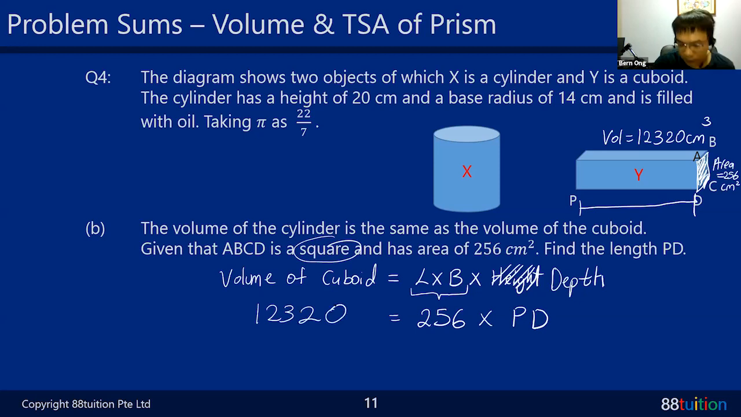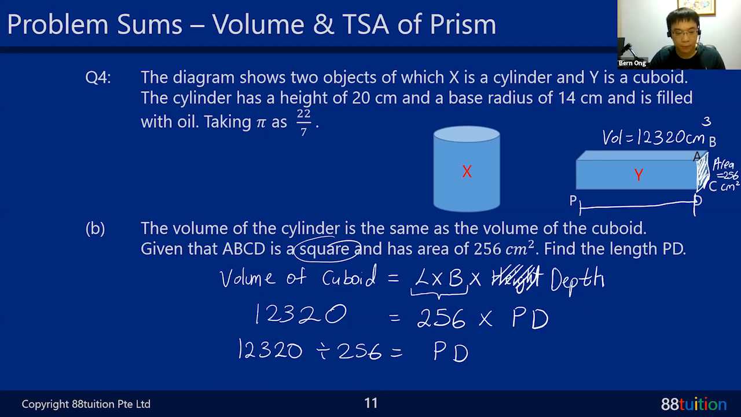Can you see? So once again, you are learning how to form the equation with the clues that you have. How to find PD? Question wants to find PD, right? So times 256, you bring across. The 12,320 is already here, don't disturb. Times 256 becomes divided by 256. Do what next? Press calculator. 12,320 divided by 256.